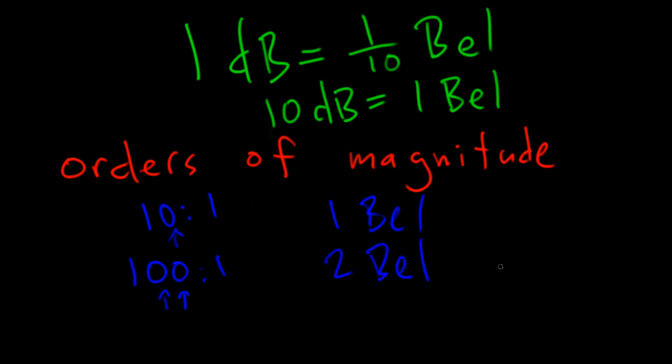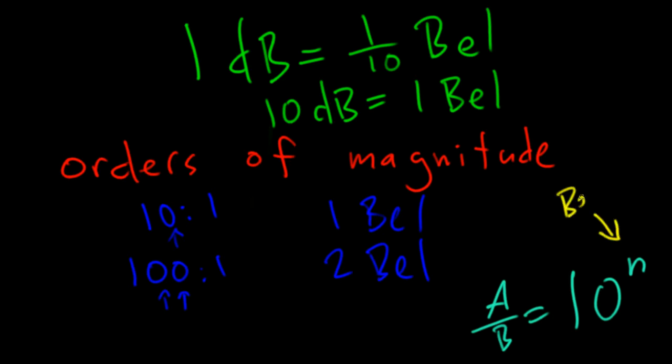If you want to put it in mathematical terms, I would say that the ratio A over B is equal to 10 to the n, where n is the number of bells. Let's do an example.